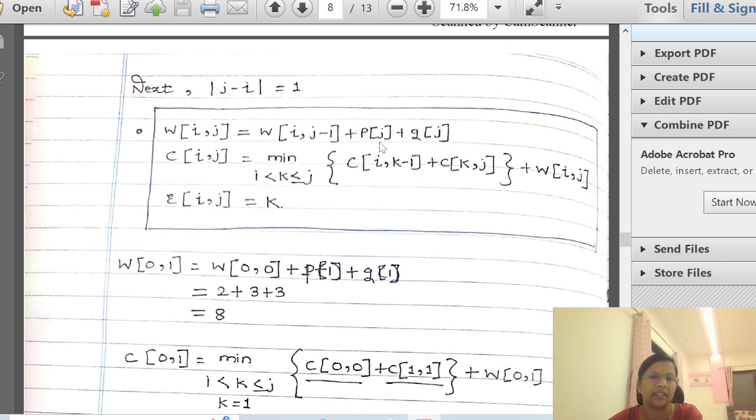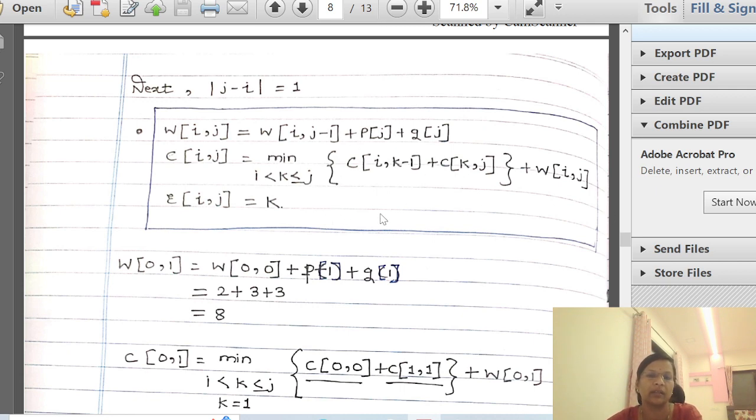P of j is the probability of successful search, which is given in the problem statement. Q of j is the probability of unsuccessful search, which is also given in the problem statement. Now how is the cost of ij calculated? It is the minimum of these two values: the minimum of C of i comma k minus 1 plus C of k comma j, and then this value is added to the weight of ij.